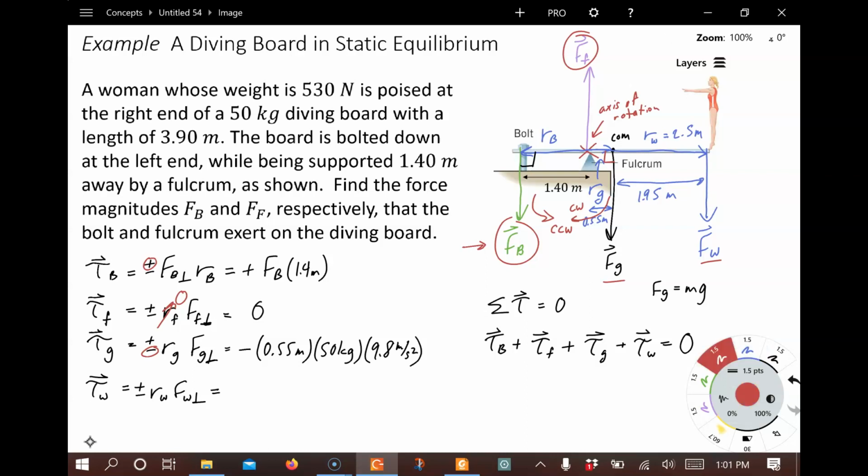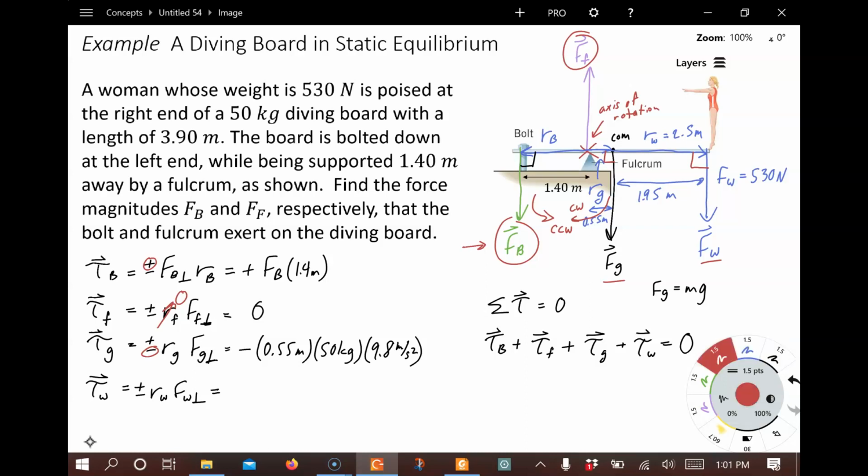And again, her force is already perpendicular to the radius, so the whole magnitude, whatever Fw is, we're going to put that into the equation. It's all perpendicular. And in fact, we're told that she has a weight of 530 newtons, so that's how hard she's pressing down on the board. So we can go ahead and write that down.